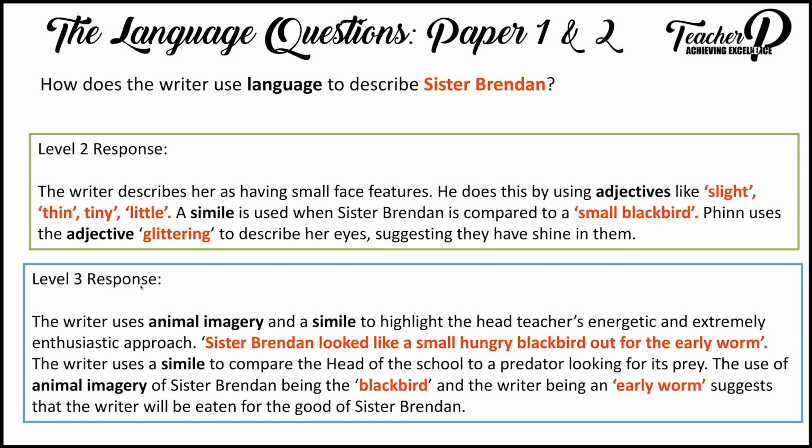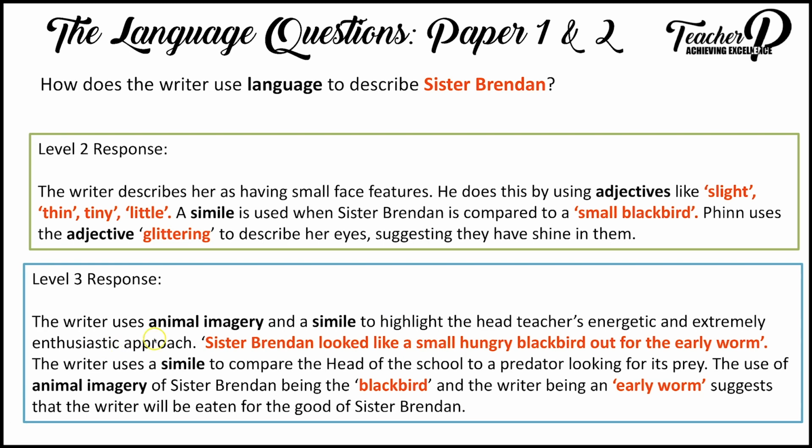Once again, the question is, how does the writer use language to describe Sister Brendan? The writer uses animal imagery and a simile to highlight the head teacher's energetic and extremely enthusiastic approach. Here you can see they've named the technique, animal imagery and simile, but they've also explained why the writer has used it. What is the effect of using these techniques? And they have said it's to show how energetic and enthusiastic Sister Brendan is.